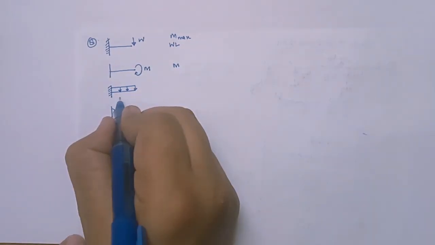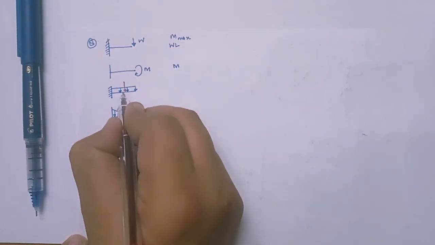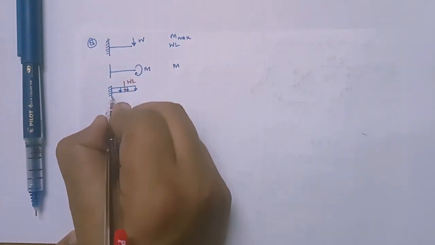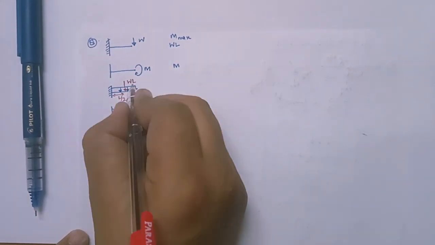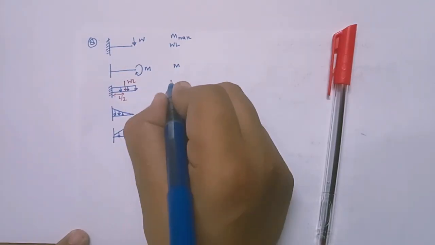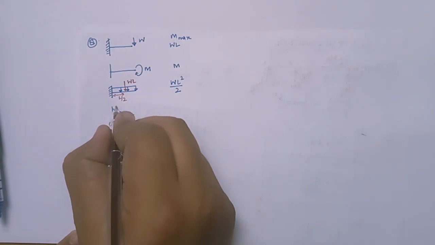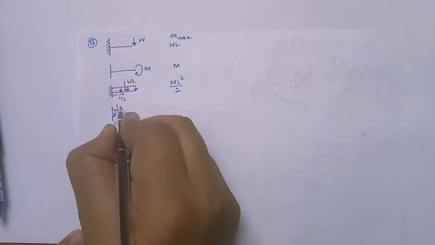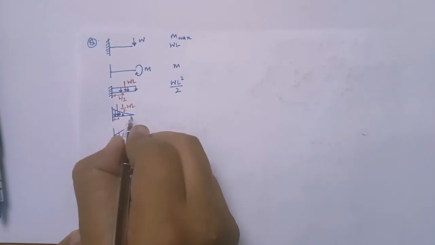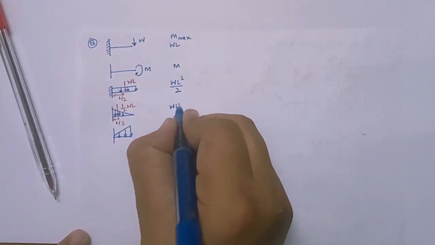And here the maximum bending moment will be what? As we know, the net force will be at the centroid, so it will be WL, and this length is L by 2, so force into distance. So what will I get? WL square by 2. Similarly, here also the load will be somewhere here, right? And this will be half WL, and this length, this is 2L by 3, this is L by 3. So just multiply them. Simple. So WL square by 6.